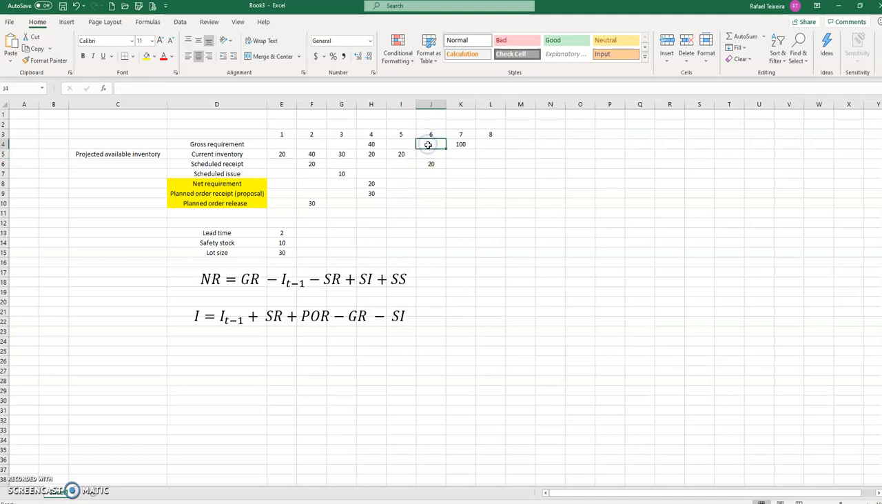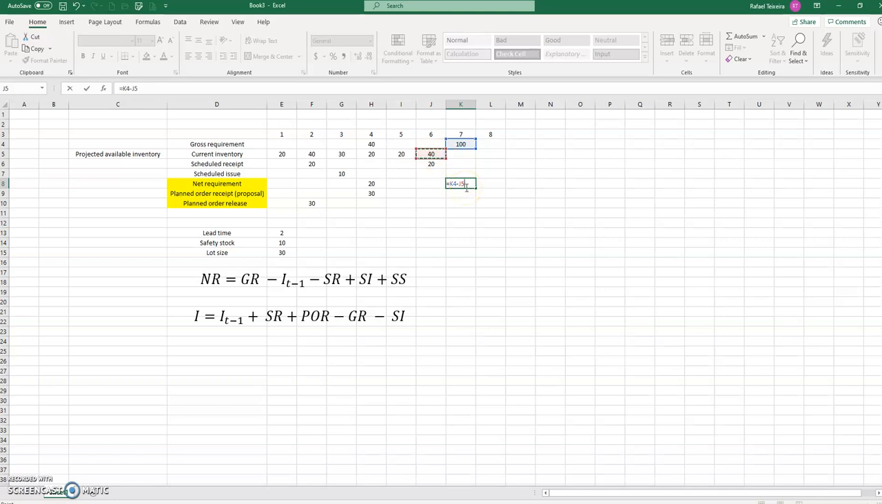In week 5, I don't have any gross requirement, so I don't need any net requirement. I can compute again my current inventory as 20. In week 6, I don't have any gross requirement, so I don't need any net requirement, so I can move on to increasing my projected available inventory to 40, because I had 20 and I'm going to receive another 20, so my current inventory will be 40.